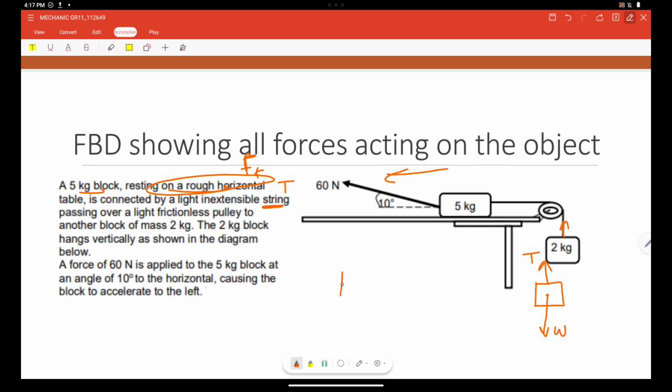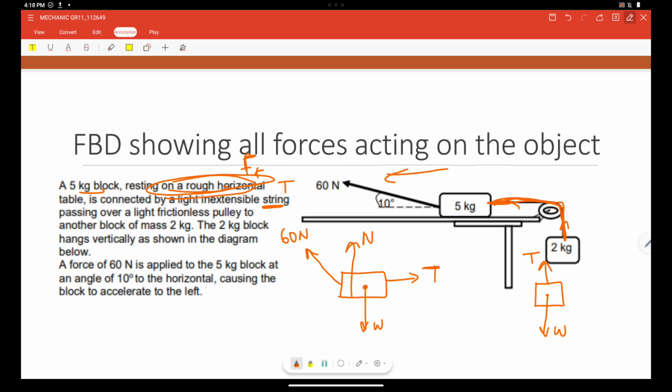When it comes to the 5 kilogram block, I have the weight, I have the normal force from the bottom of the block, I have tension. How do I draw tension? Along the string away from the object. So that will be the tensional force. Remember the assumption we make about the tension? We assume that the tension is the same throughout the string, cable, or rope. And then we also have the 60 Newton force. Where is the 60 Newton force acting? It's acting somewhere there. You can write 60 Newton or you can label it force applied.